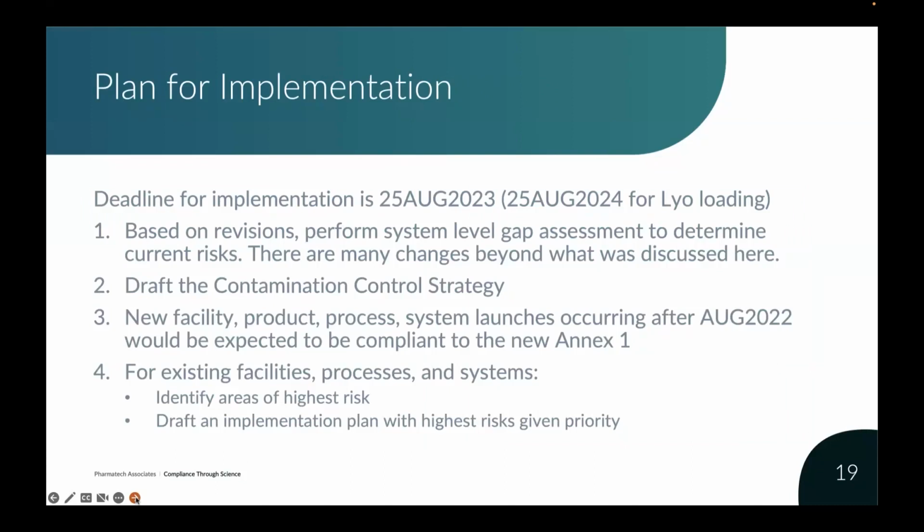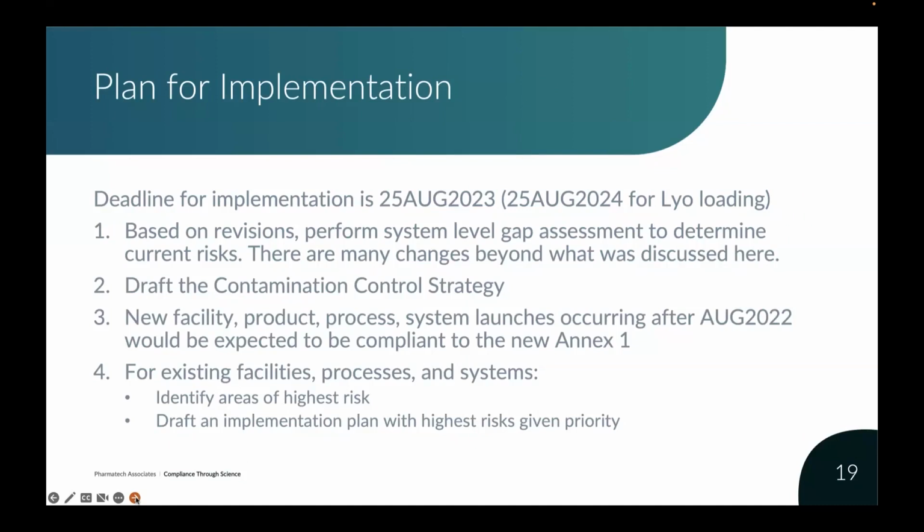So there's a lot of things we've talked about in terms of what we need to implement by August. There are a lot more things within this document which we haven't even discussed here. So the deadline for implementation is the 25th of August of this year. And for the specific section on the lyophilizer loading, it's next year.